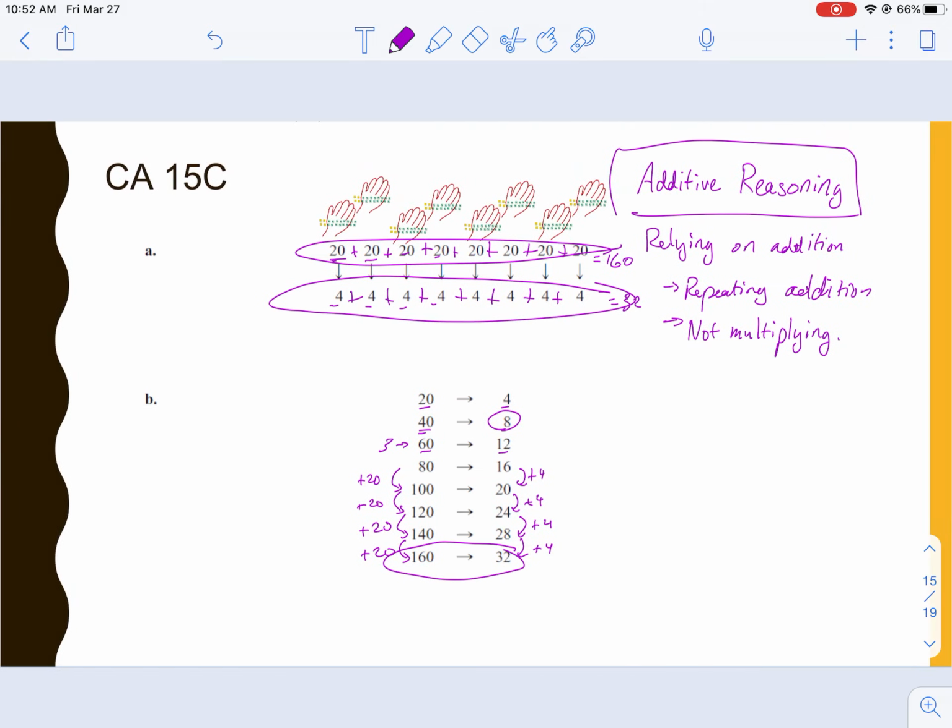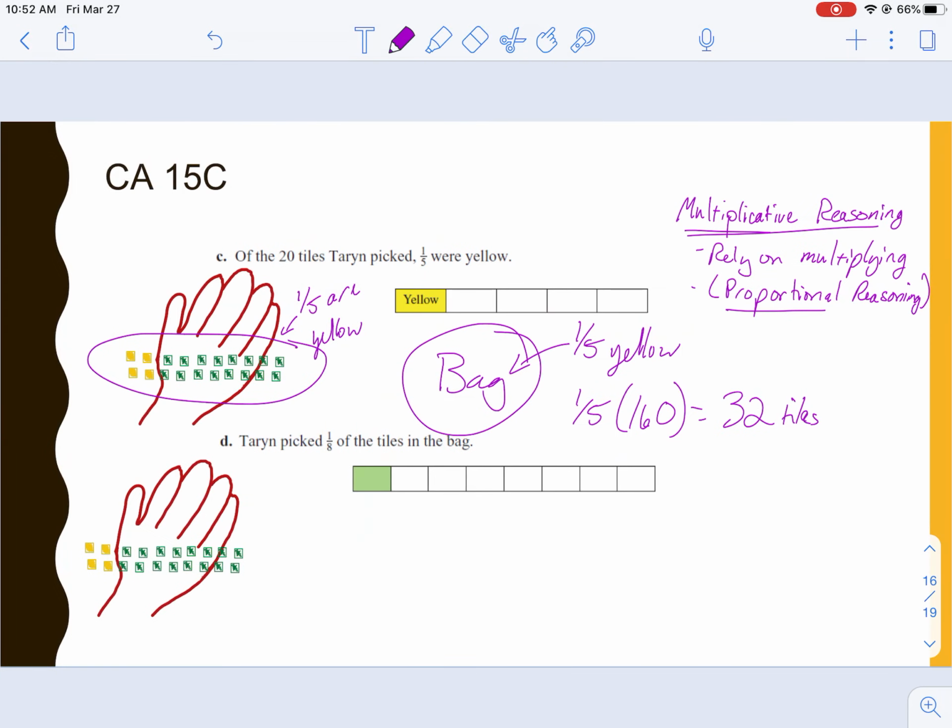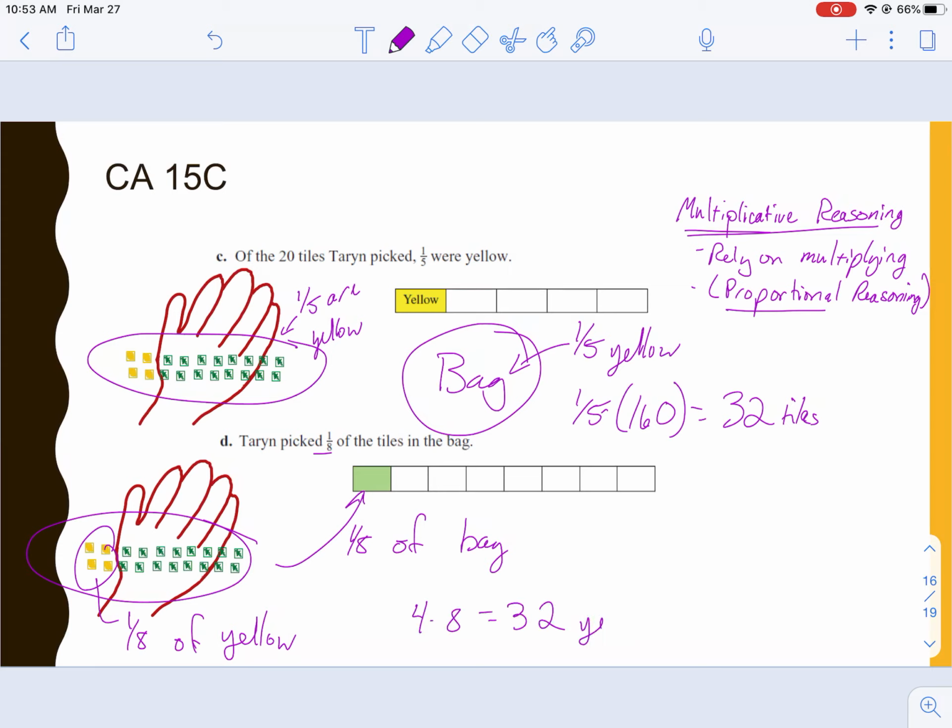You see, this is very different than the additive reasoning here. This is looking at a proportion and multiplication here. Now, another way to look at this is thinking, well, Taran picked 1/8 of the tiles of the bag. This is 1/8 of the bag. Well, if that's the case, then this is 1/8 of the yellow tiles, which must mean the ones that she picked. If I took 4 times 8, that would give me 32 yellow tiles.